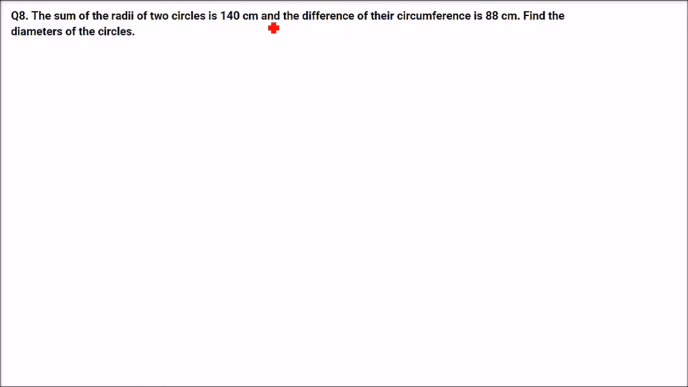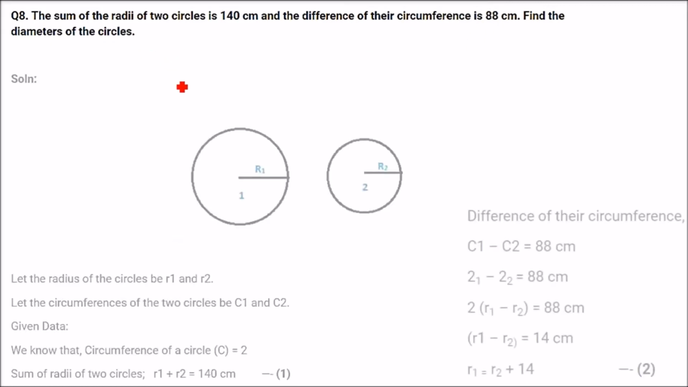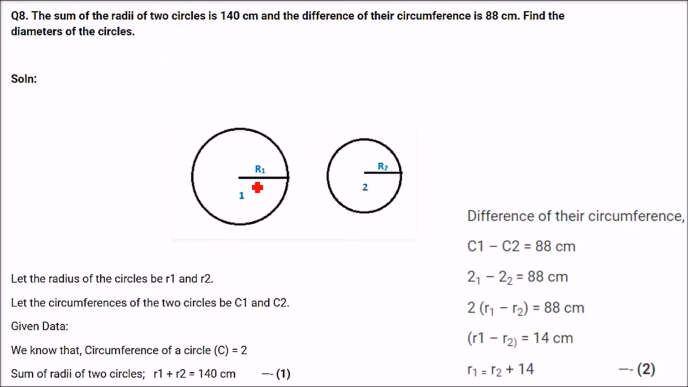The sum of the radii of two circles is 140 centimeter and the difference of their circumference is 88 centimeter. Find the diameter of the circles. So we have two circles as you see here. This is the first circle, this is the second circle. Now the radius of the first we assume to be R1, the other one we assume to be R2.